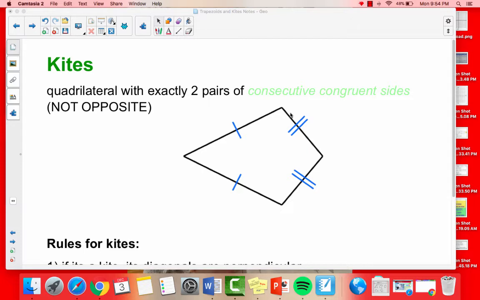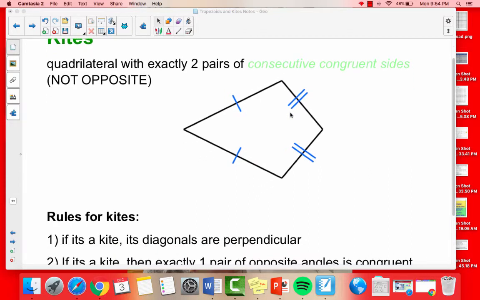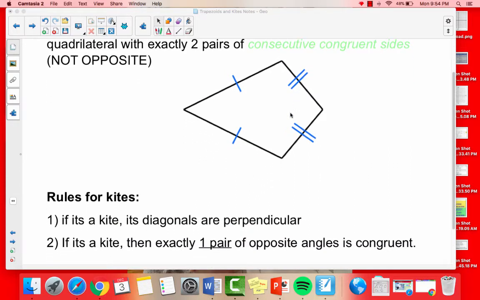The pair of sides that are congruent are going to be side by side to each other, not opposite of each other. That's unique compared to most of the other shapes that we talked about in this chapter. And there are two main rules you're going to need to know for the kite.